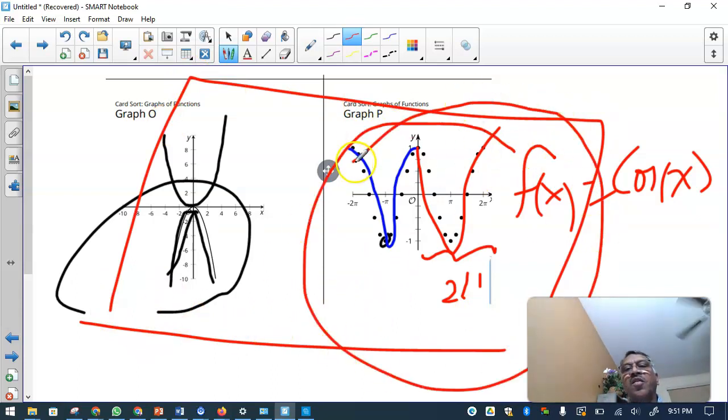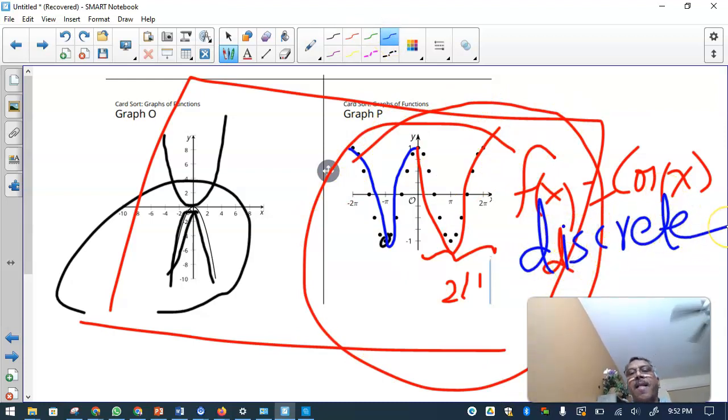This is discrete. The main thing I'm supposed to write is here. This is discrete because in between there's a gap. See, it's not connected. And then there is also what is it called? Period. There's a cycle. So the period is 2 pi here.